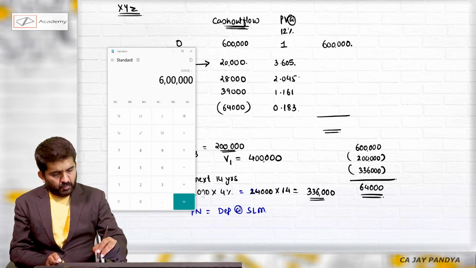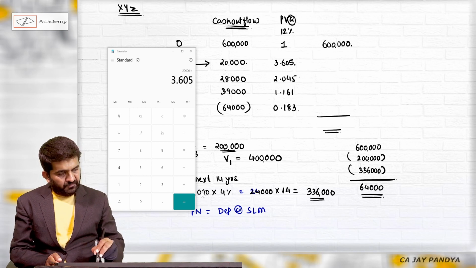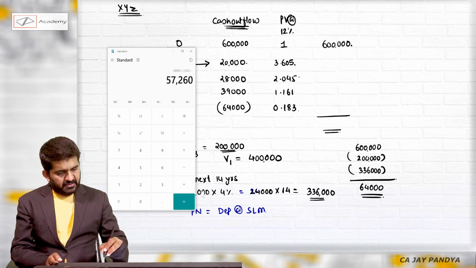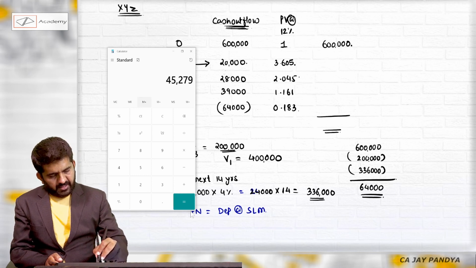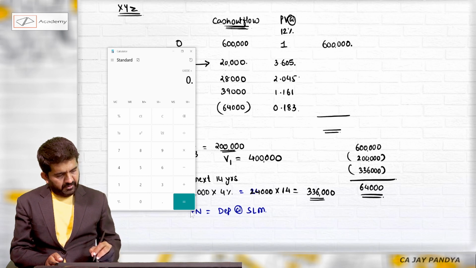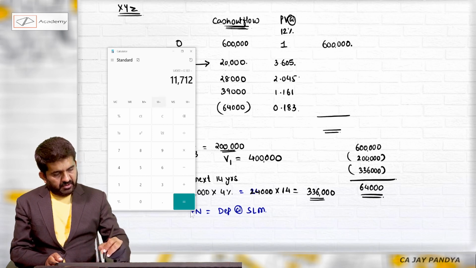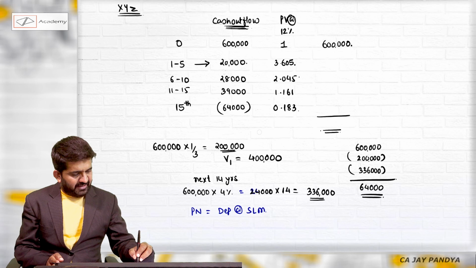6 lakhs is equal to, plus 20,000 into 3.605, plus 28,000 into 2.045, plus 39,000 into 1.161, plus 64,000 into 0.183, which is minus. The total will be 7,62,927.